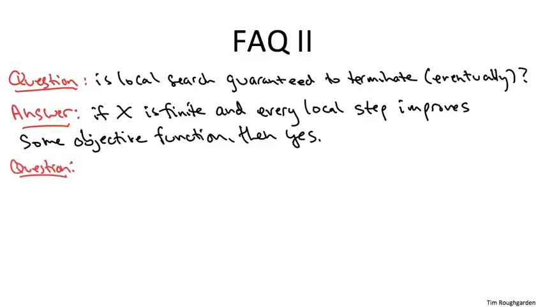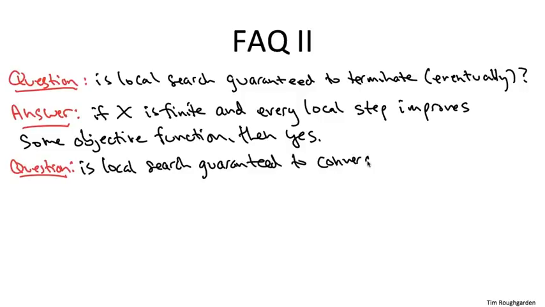Eventually, you'll run out of the finitely many possible things to try. There is, of course, no reason to be impressed by the finite convergence of local search. After all, brute force search equally well terminates in finite time. So this class is all about having efficient algorithms that run quickly. So the real question you want to ask is, is local search guaranteed to converge in, say, polynomial time?